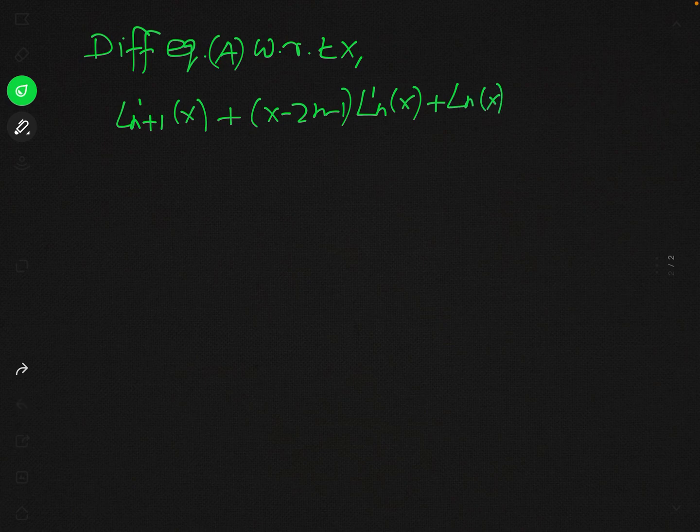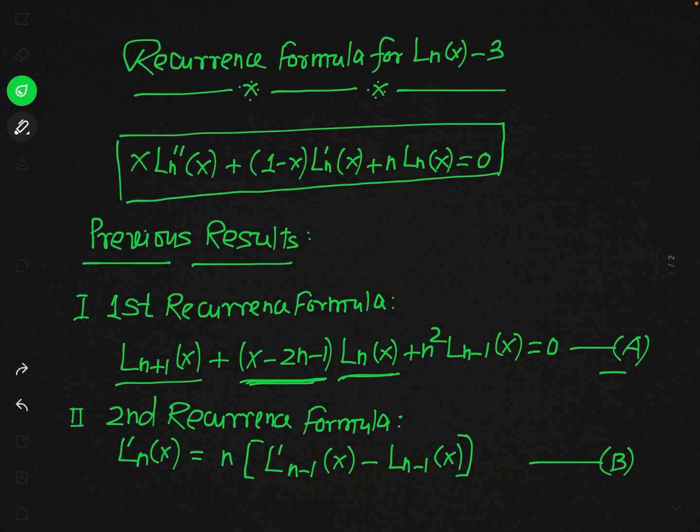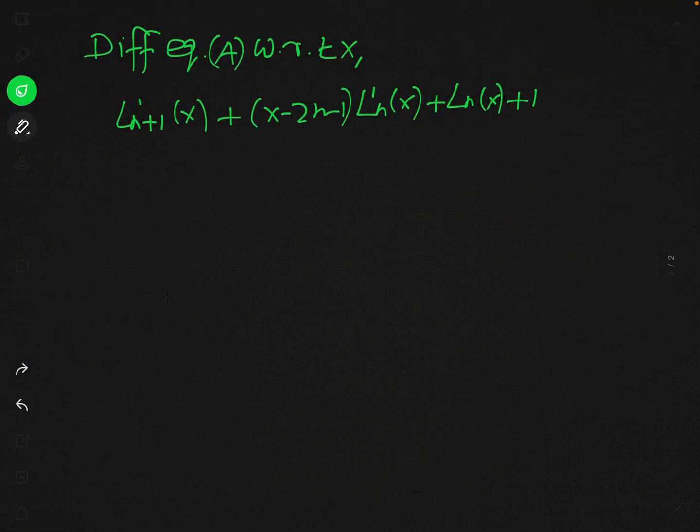Now see the next term. The next term is n square ln minus 1 of x. n square is a constant factor, so its derivative will be n square ln minus 1 prime of x. Now we have obtained the first order derivative here, but we also need the second order derivative.